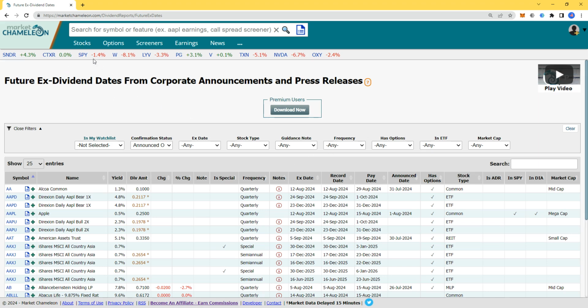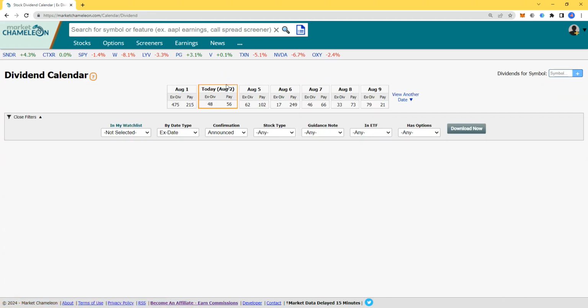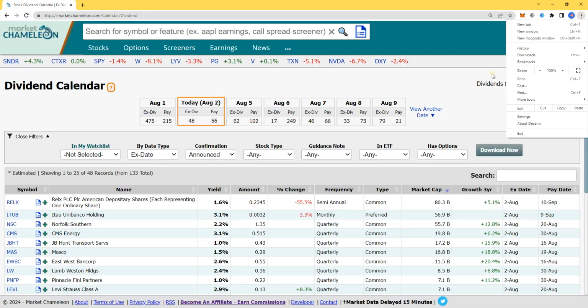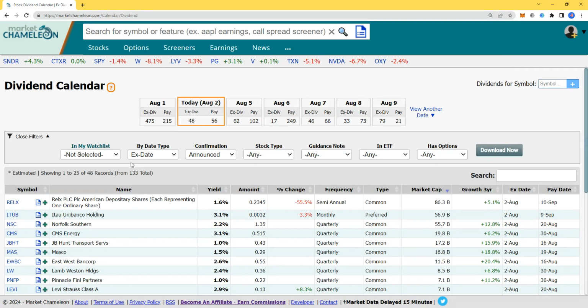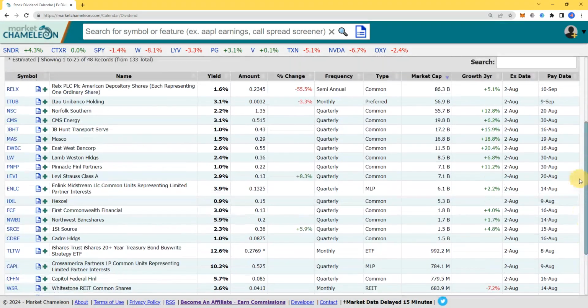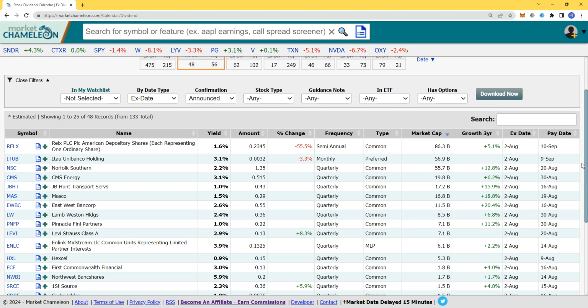So let's get started. First of all, if you want the free version, just click on stocks, and in dividends you got yourself calendar, which is right here. Okay, and it tells you the basic stuff that you can find basically anywhere online. It just gives you the list of the dividends and the yield, but nothing extra. I'm going to show you the extra filters.